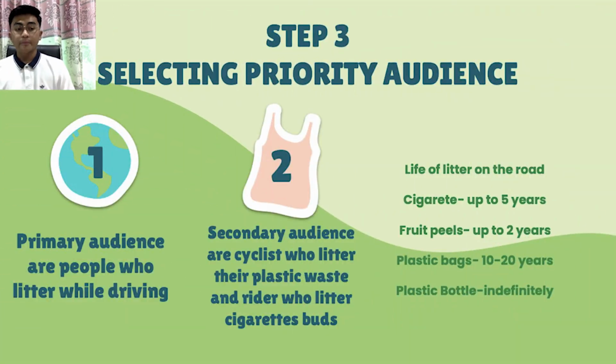Moving on to step 3, we want to select the priority audience for this campaign. The primary audience that we want to select is people who are driving and throw out garbage while driving. That is our primary audience. And the secondary audience is cyclists and riders who throw away their plastic bottles, plastic waste, and cigarette butts during their ride, because the lifespan of this litter on the road is quite high, as provided in this slide.